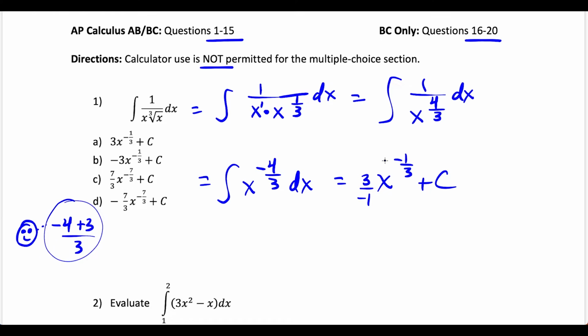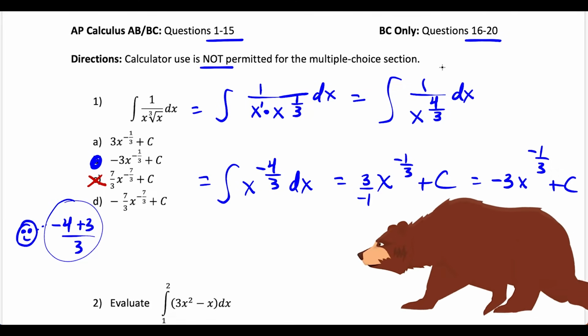We tack on our plus c. But of course, this I would simplify in my head. I'm just showing this for instructional purposes. 3 divided by negative 1 is negative 3. So you have negative 3x to the negative 1/3 plus c, and this is going to match up with choice B. Now, before we move on, something like choice C is a very dangerous bear trap.